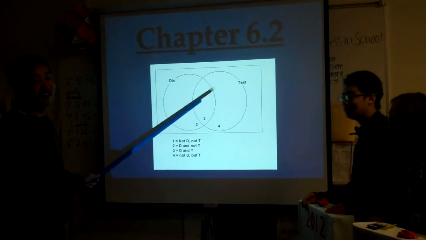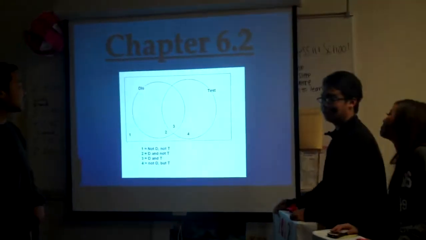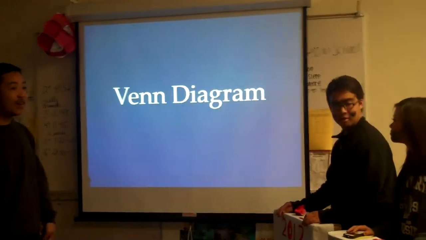What is this graph called for 6.2? Yes, Kayla? I think that's a Venn diagram. Let's see if this is correct. Yes, you are correct. Good job, Valley Girl. Now do your puppy dance.